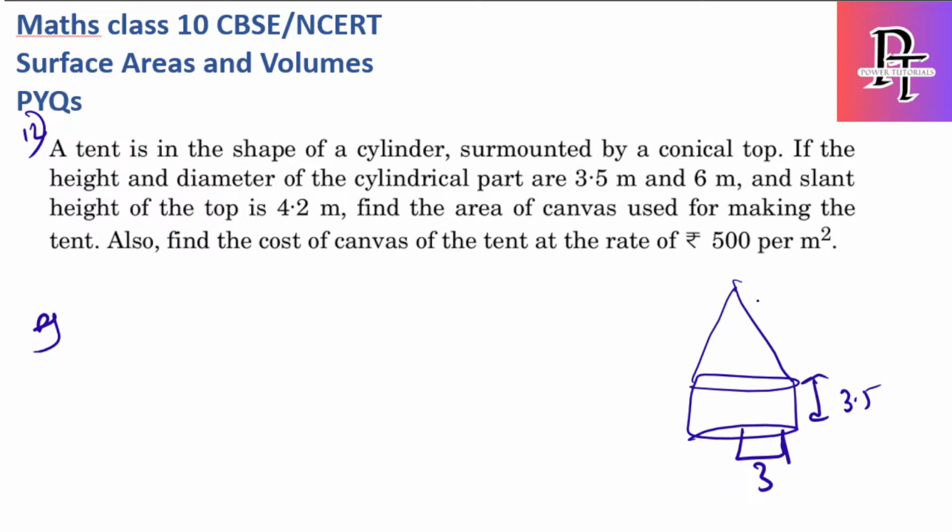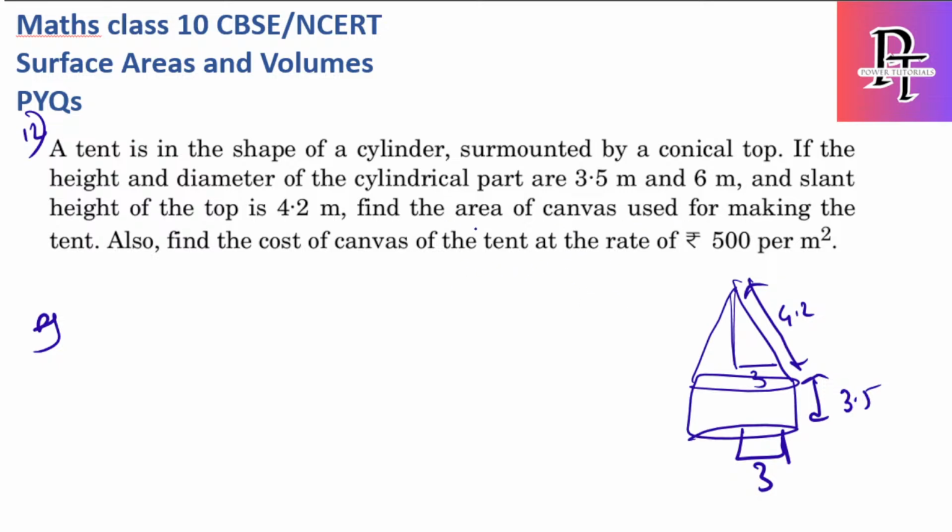Okay, and the slant height is easily provided. Slant height is 4.2. Anything else? So here our radius is known, which is 3, but the height of the cone we don't know. Did they mention anything about height? Okay, we can find the height using the Pythagoras theorem. They are asking to find the area of the canvas used for making the tent. No need to think about the height, because height is only important for the volume, not required for area.